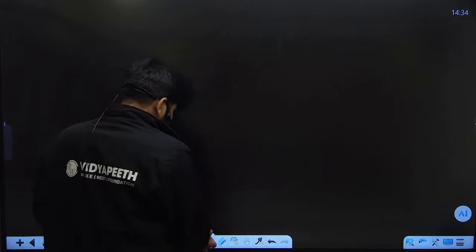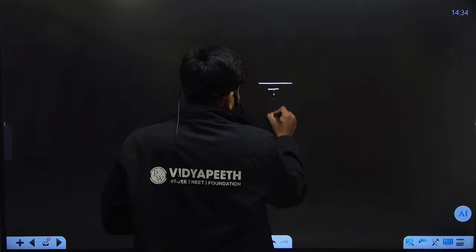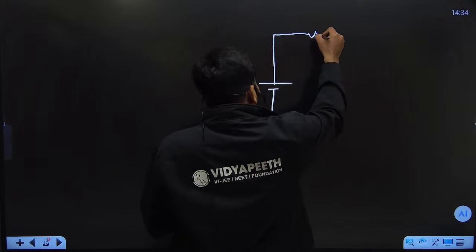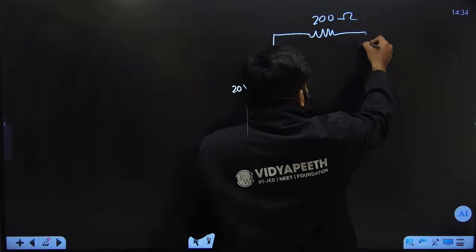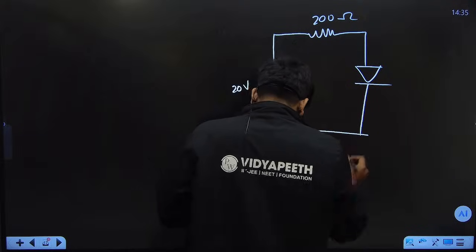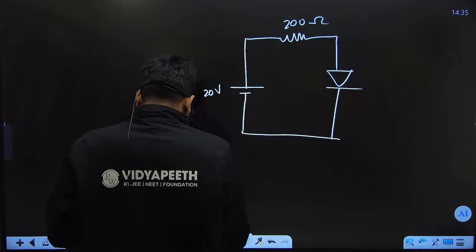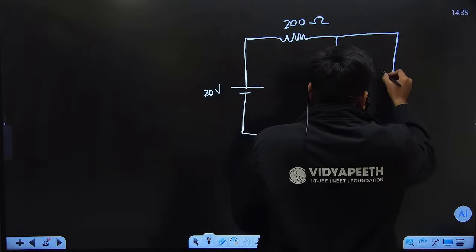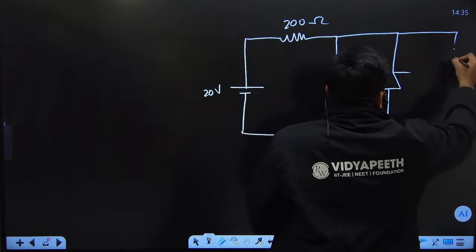So in this question, they have given us a circuit having a 20-volt battery, and then a 200 ohm resistance connected in series, and then here we have three diodes, one like this, the other diode is in reverse bias, and finally the third diode is like this.